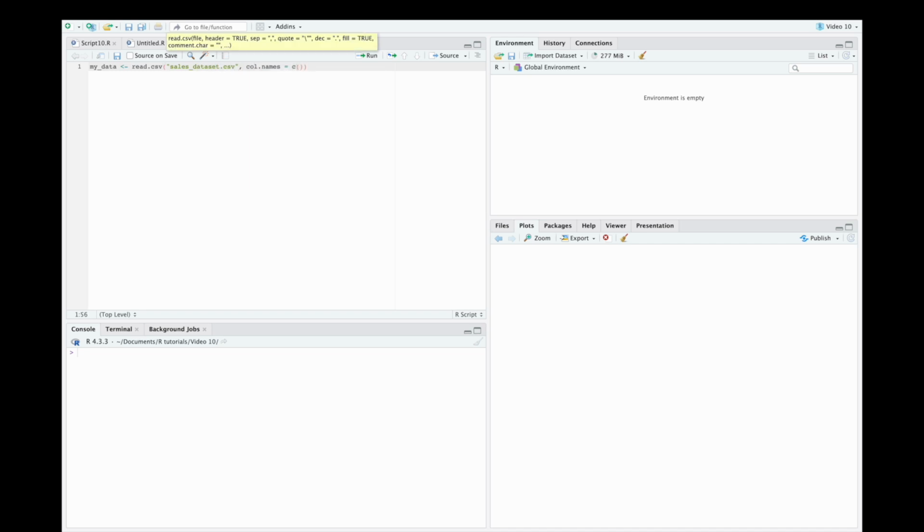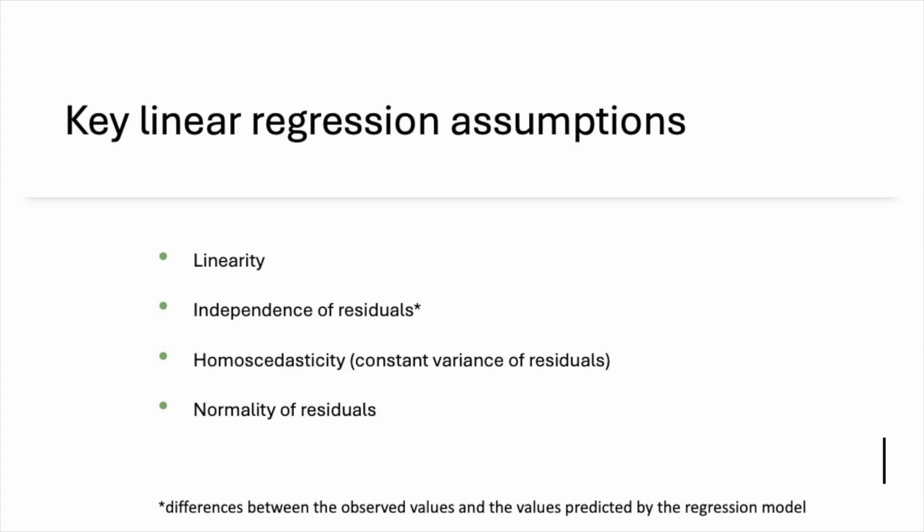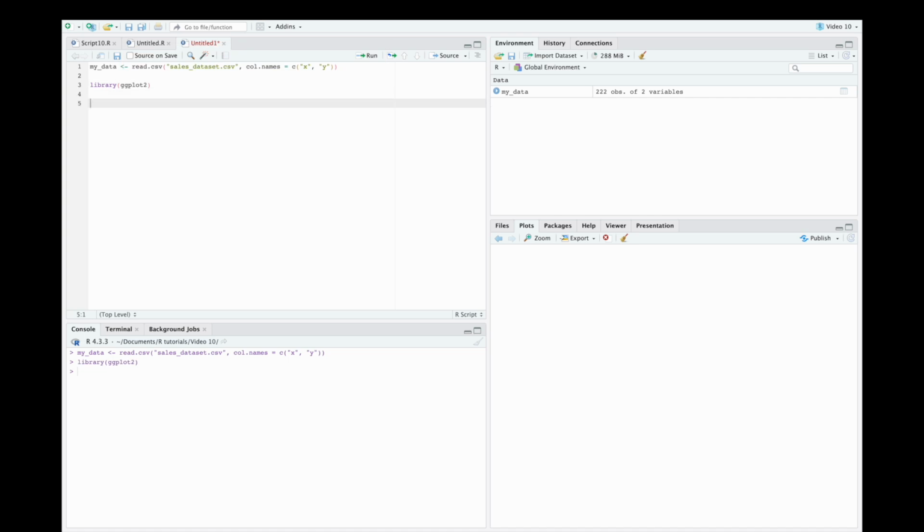exploring linear regression assumptions. Linear regression relies on several assumptions about the data and the model. These assumptions include linearity, independence of residuals, homoscedasticity, and normality of residuals. By checking these assumptions, we verify whether the data meets the conditions required for accurate regression analysis. If any assumptions are violated, it can lead to biased parameter estimates and incorrect inferences.